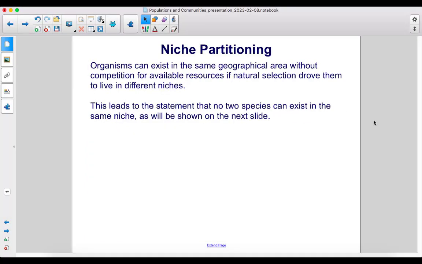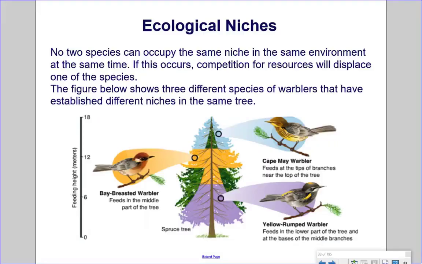Organisms can exist in the same geographical area without competition for available resources if natural selection drove them to live in different niches. This leads to the statement that no two species can exist in the same niche, as will be shown on the next slide. Ecological niches. No two species can occupy the same niche in the same environment at the same time. If this occurs, competition for resources will displace one of the species.